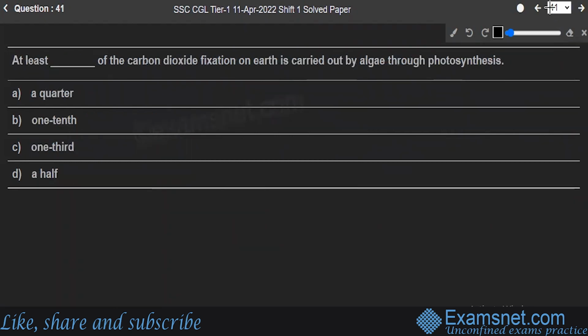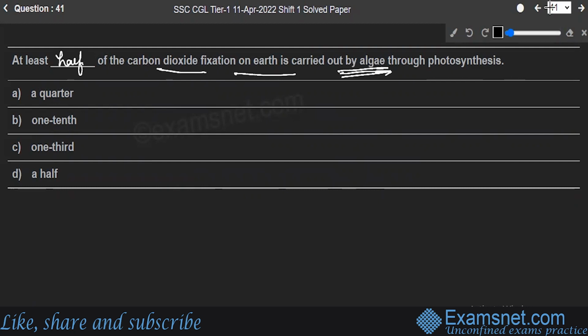At least a dash of the carbon dioxide fixation on Earth is carried out by algae through photosynthesis. A quarter, 1/10, 1/3, or a half? What do you think the answer should be to this question? And you'll be surprised to know at least a half of the carbon dioxide fixation on Earth is carried out by algae through photosynthesis.